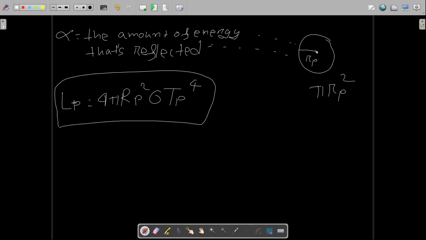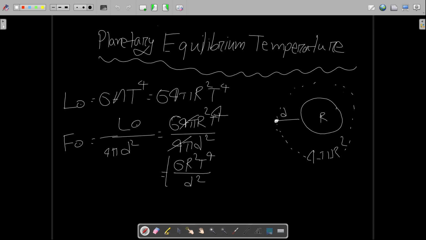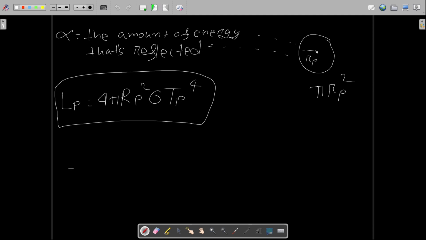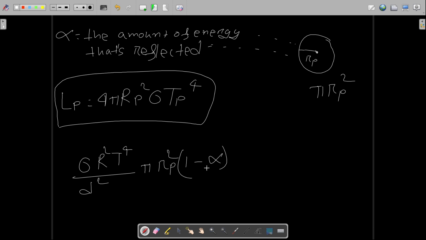Now, what is the energy that it's receiving? We can easily find it out. It'll just be what we have on the previous page. This amount, right? We're going to have to use that: sigma r squared T to the power 4 divided by d squared, which will be multiplied by this area. Now we also have to introduce the albedo. So what is the amount of energy that's not being reflected? 1 minus alpha, right?